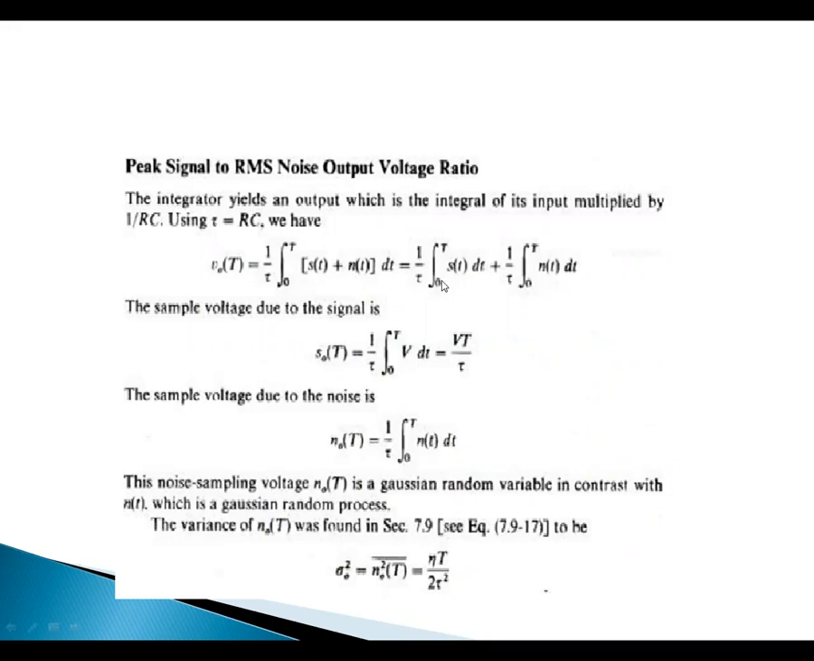S of t is the input signal, N of t is the noise added at the channel. Okay. So you can split this. There are two terms. One term is the signal term, another term is the noise term. The signal term is integrated from 0 to t, the bit spacing. Then S naught of t is called V t by tau. Like that, N naught of t is the noise. The noise has a variance, or power spectral density, in the form of the variance. That is sigma naught square equals N naught of t whole square bar. Okay, that is the variance, that is eta t by 2 tau.